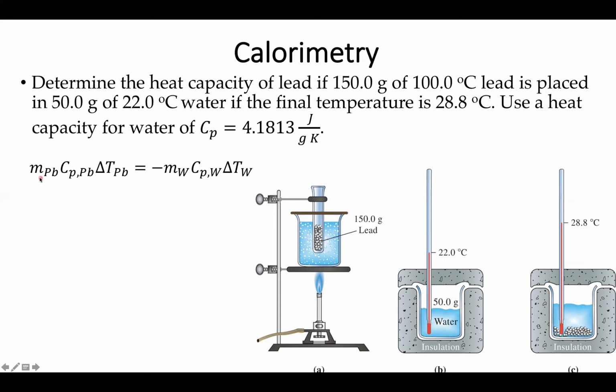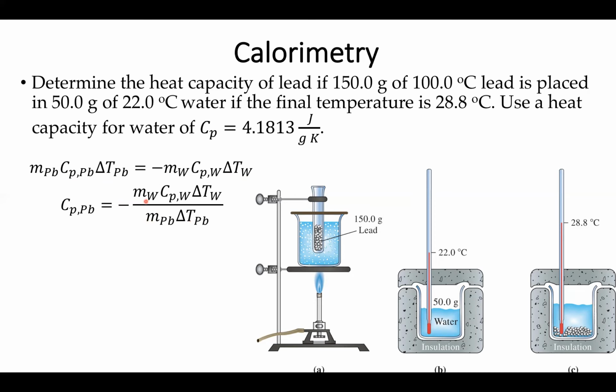So doing this, I'm going to set up the mass of lead times the specific heat capacity of lead times the change in temperature equals the negative of the same thing for water. So then we're trying to solve for heat capacity, so you can rearrange the equation. So it'll be our water terms divided by the mass times change in temperature in lead. So let's go ahead and walk through each of these terms individually.